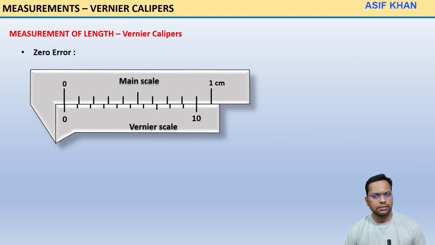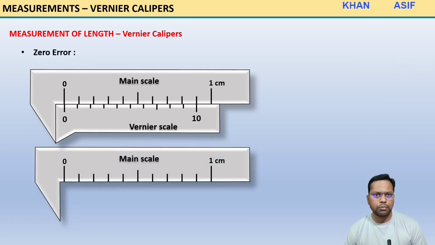Now, if these zero lines are not coinciding with each other, then there are two possibilities. Either the zero of the Vernier scale is on the left side of the zero of the main scale, or the zero of the Vernier scale is on the right of the zero of the main scale when the two jaws are in contact. These are the two possibilities. Now we see the positive zero error.